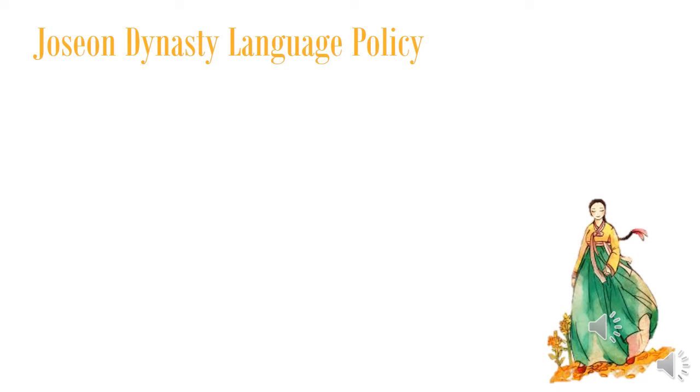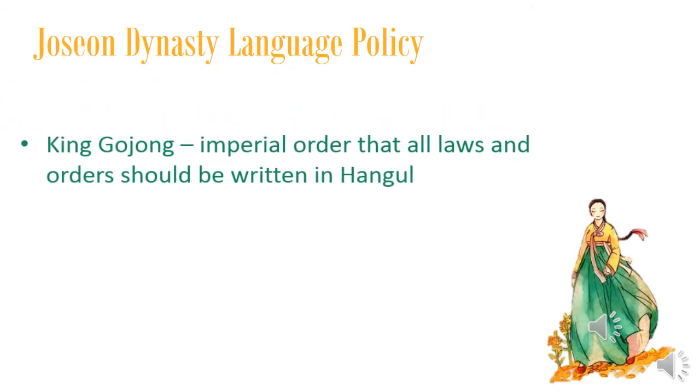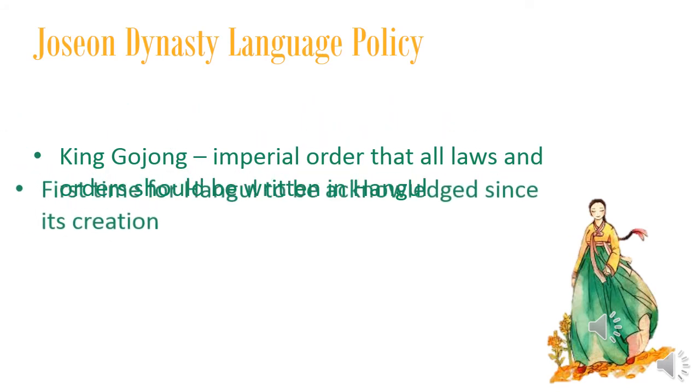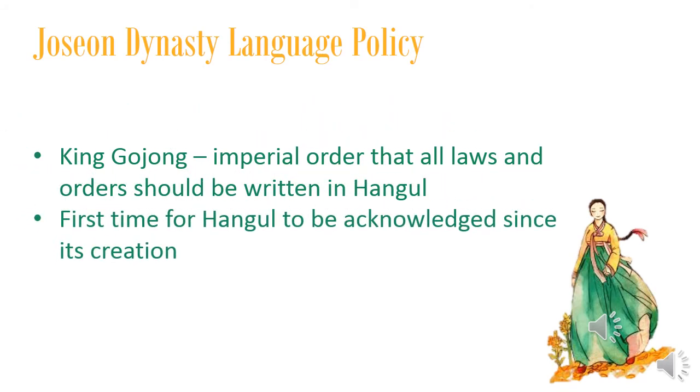The Joseon Dynasty language policy was made by King Gojong. It is an imperial order that all laws and orders should be written in Hangul. This is very significant because, for the first time, Hangul was acknowledged since its creation. Remember that prior to this language policy, Hangul was considered vulgar by literate elites, and that official documents and academic writings were written in Hanja.